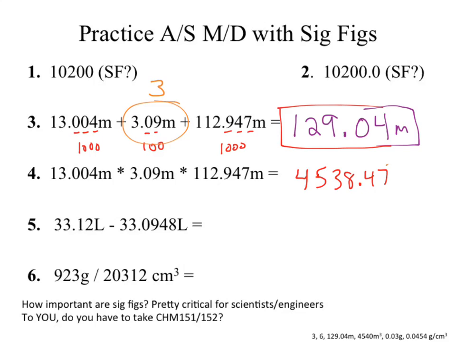Because we go back, since we're doing multiplication, we go to the fewest number of sig figs, which is 3, which means I can only carry those 3 sig figs. So I look at my first insignificant digit, that 8, which is bigger than 5, which means I have to add 1, and my number becomes 4540. Units become meters times meters times meters, which is meters cubed.